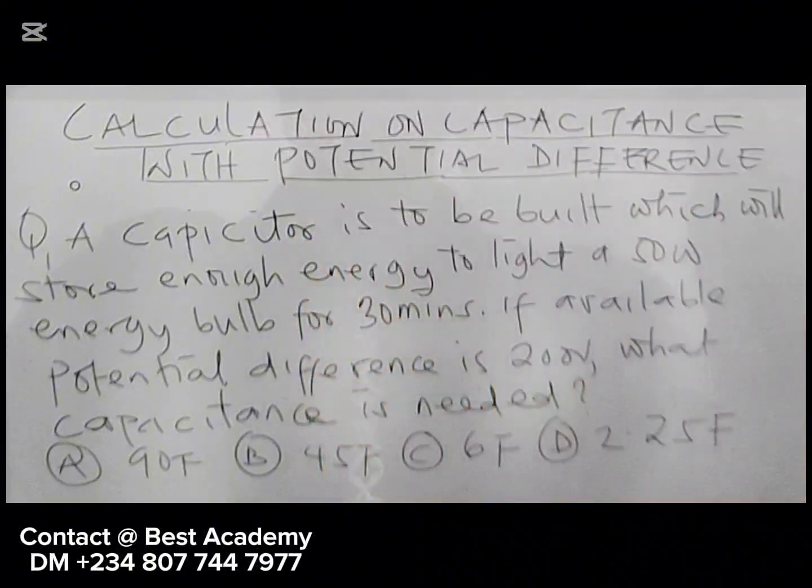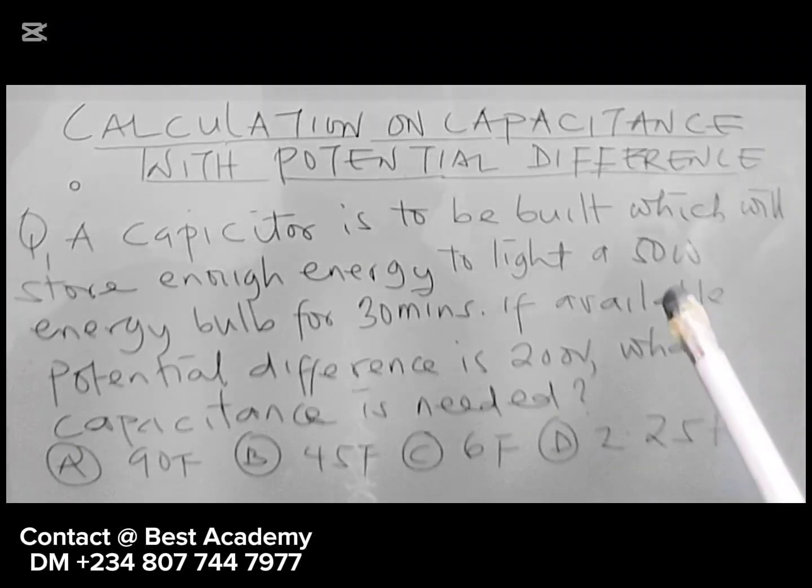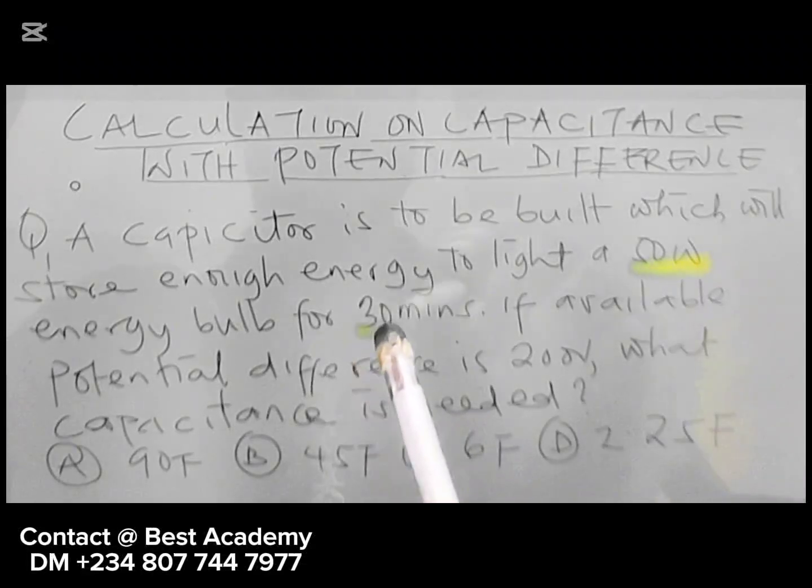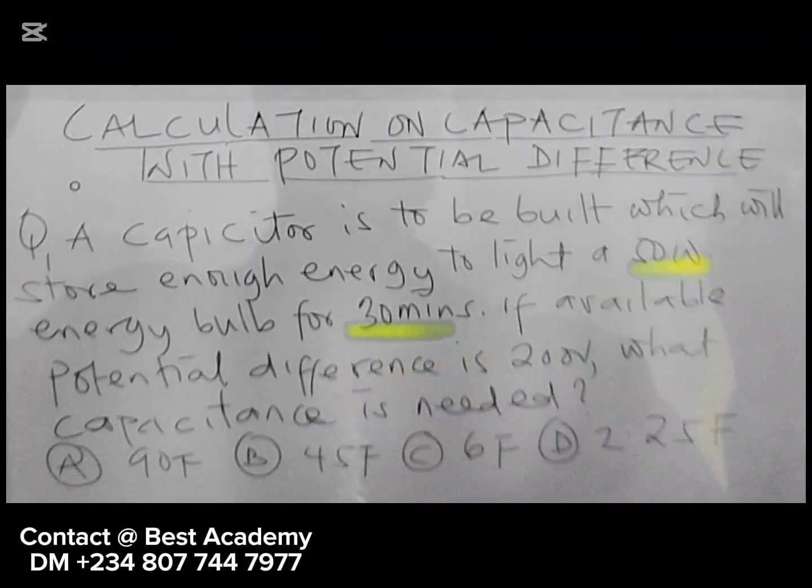They said a capacitor is to be built which will store enough energy to light a 50-watt energy bulb. That means the power here is 50 watts for 30 minutes. So the time taken here is 30 minutes. Of course, we have to convert that to seconds in order to be able to use the parameter. Remember our SI unit, time is always in seconds in physics.